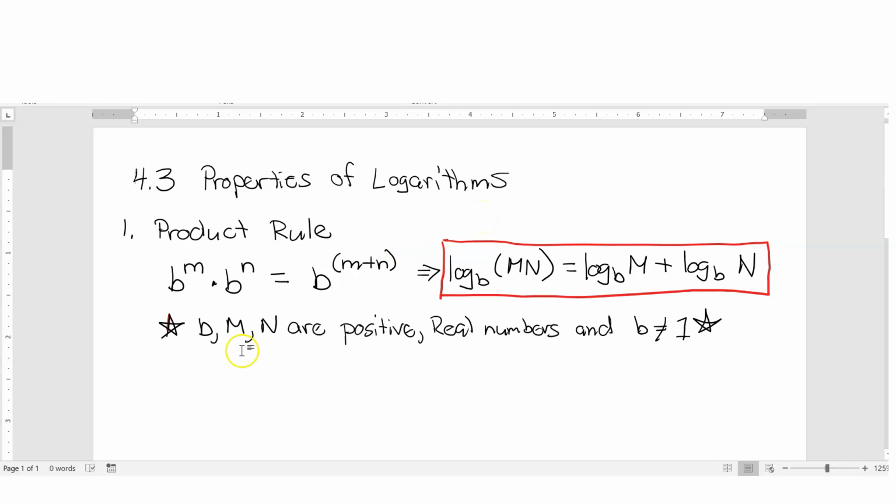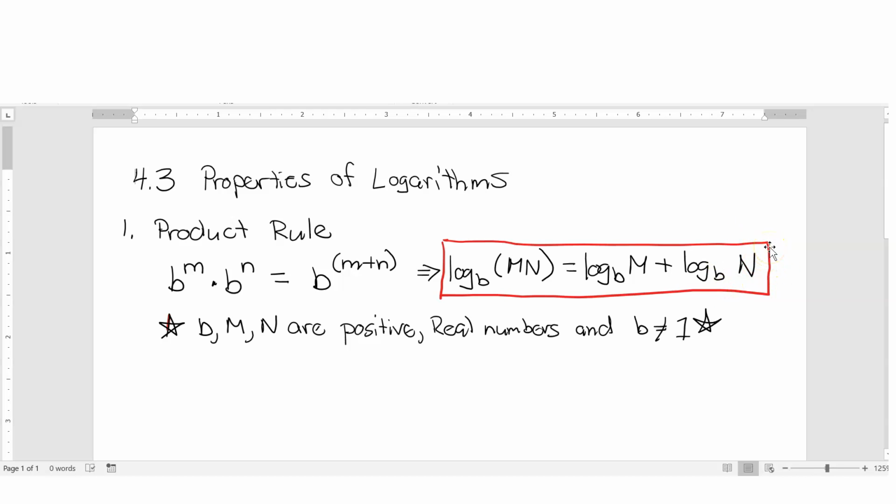Remember when working with this rule that the quantities b, capital M, and capital N all have to be positive real numbers, and b cannot equal 1. So remember, we can't have any negative values for our logarithmic expressions here.